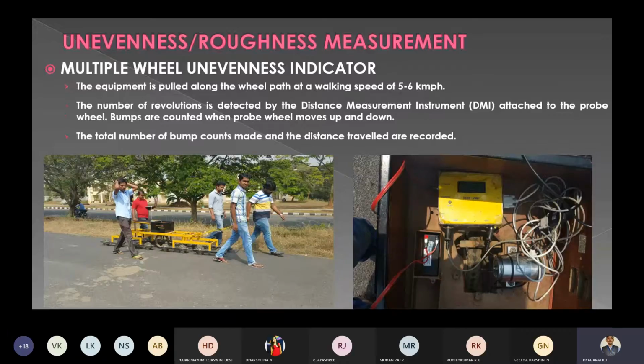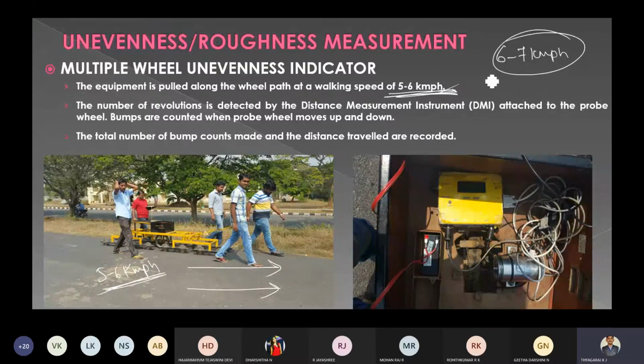Then the equipment is pulled along the wheel path at a working speed of 5 to 6 kmph. So you will be pulling the equipment at a walking speed. I told you when we were designing the traffic signal, the walking speed of a man is 6 to 7 kmph, or 5 to 6 kmph. So you will be taking this wheel along the length of the road at a speed of 5 to 6 kmph.